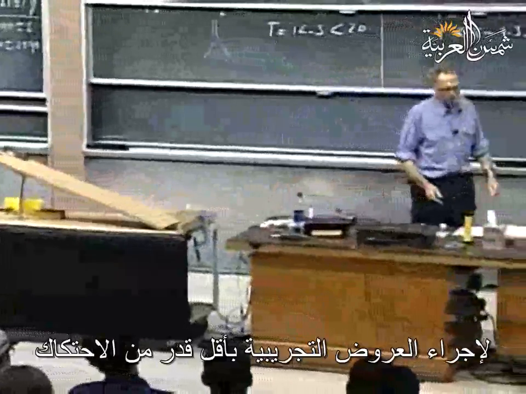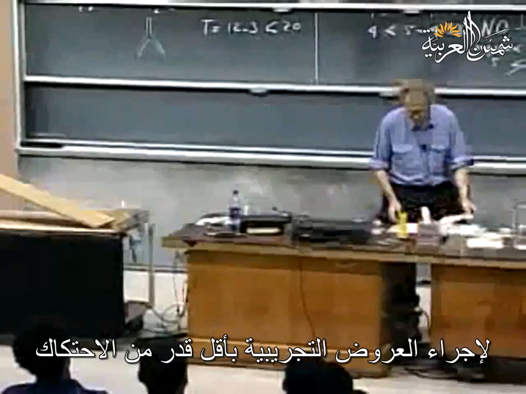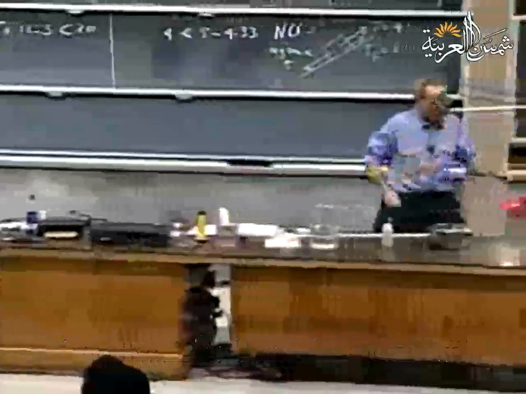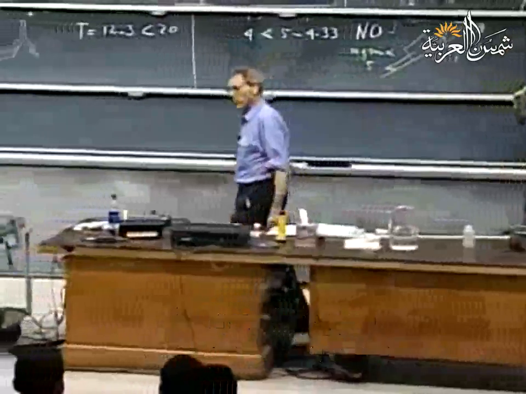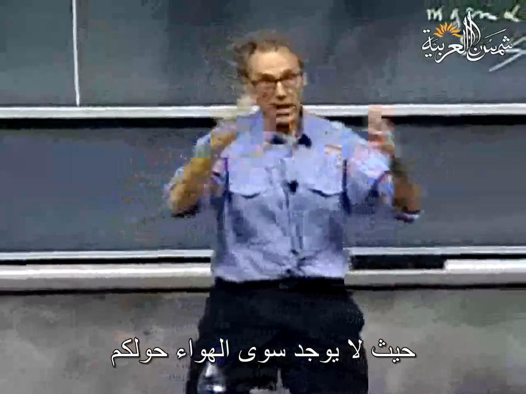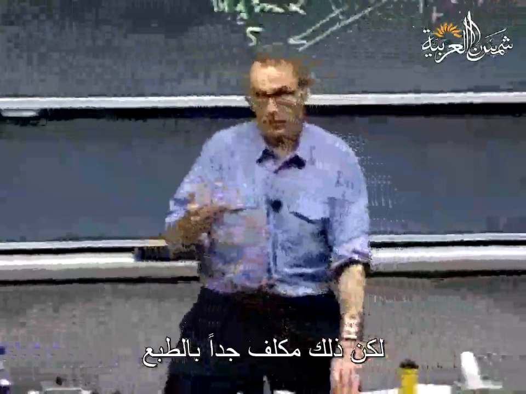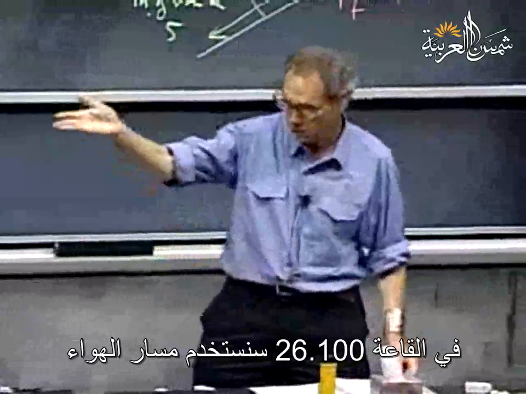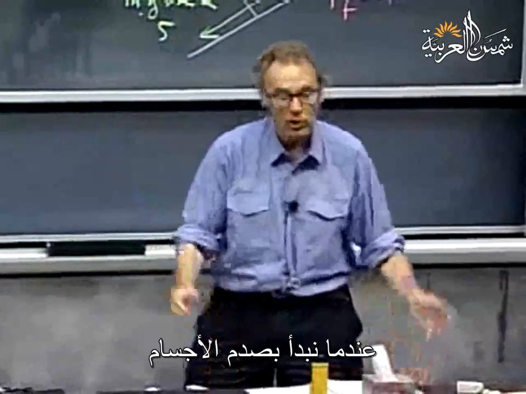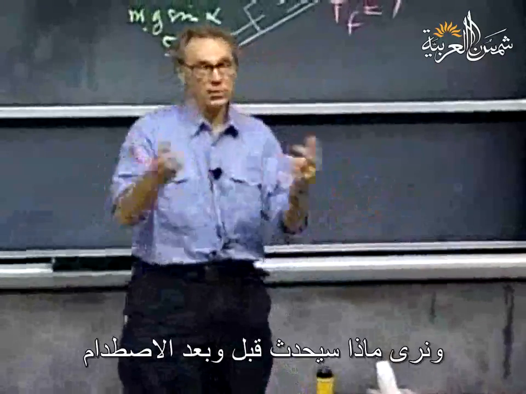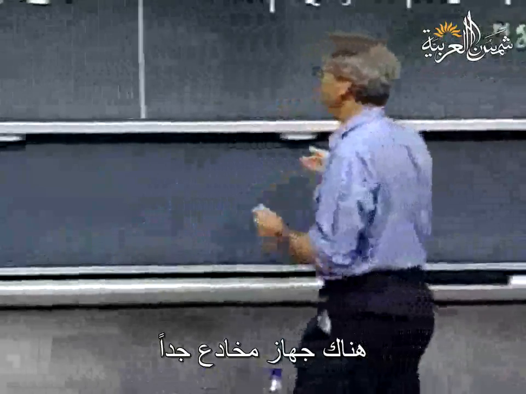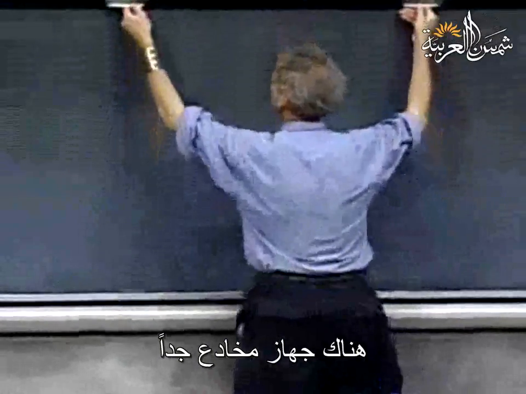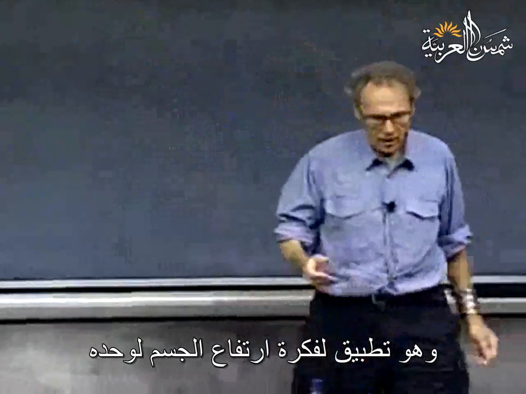So this is a technique that is often used to do demonstrations, if you have to do them, with a minimum of friction. Of course, you could do experiments in the shuttle very well, where you have, again, only air around you. But that's, of course, a very expensive way. In 26100, we will use the air track when we start colliding objects and try to see what happens before and after the collision.